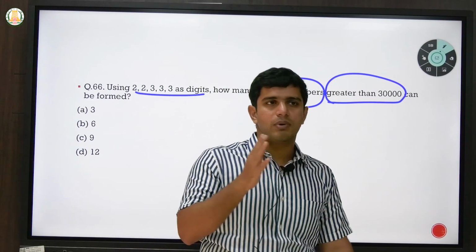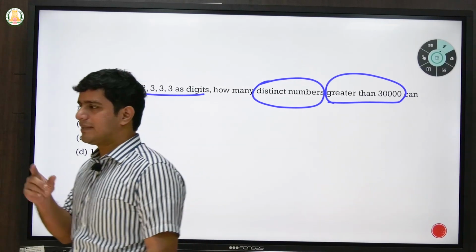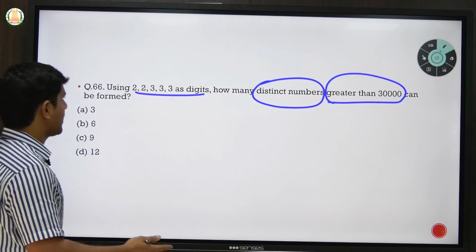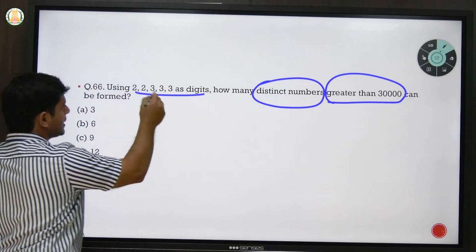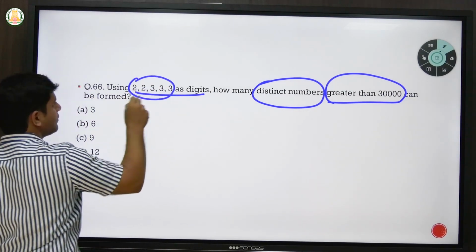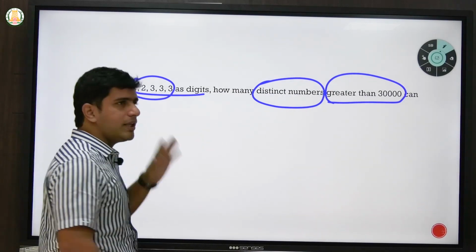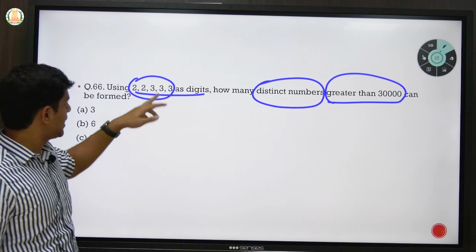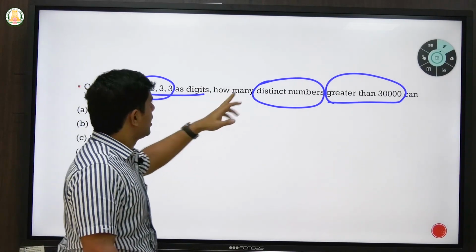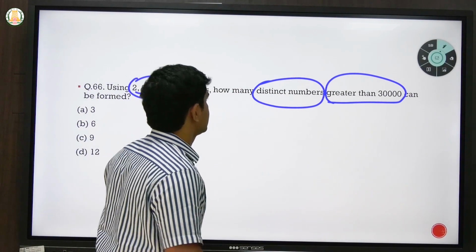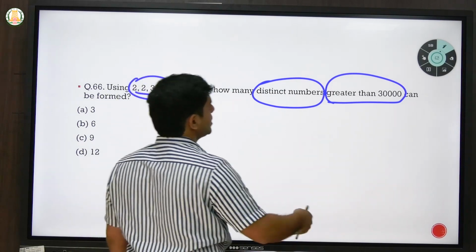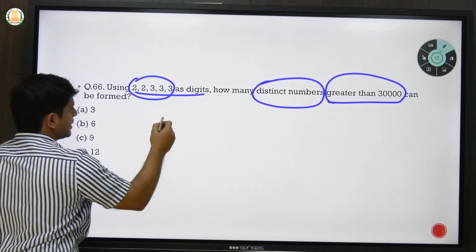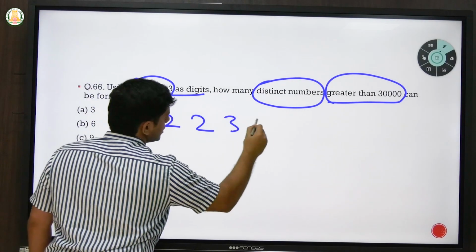So how do you go about placing these numbers according to the demand of the question? That is generally what I've seen, the pattern also. So here he'll give you 5 digits. He gave you 2, 2, 3, 3, 3. So using only these 5 digits, 2 you have to use 2 times and 3 you have to use 3 times. Distinct numbers means how many different numbers can you find which are greater than 30,000. So basically you have to arrange these numbers.